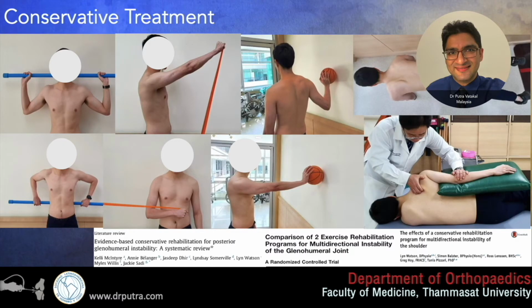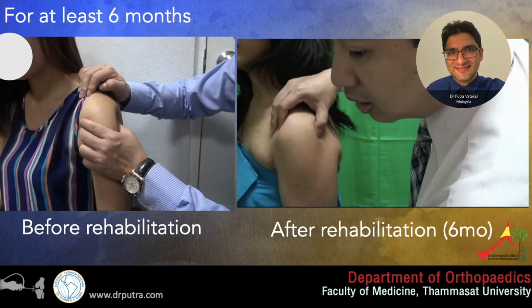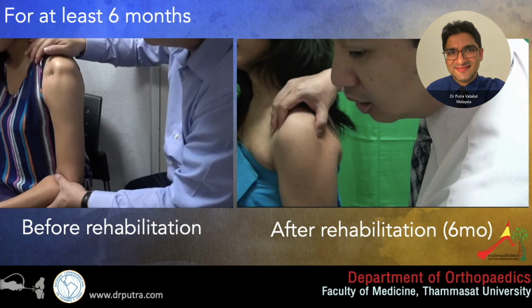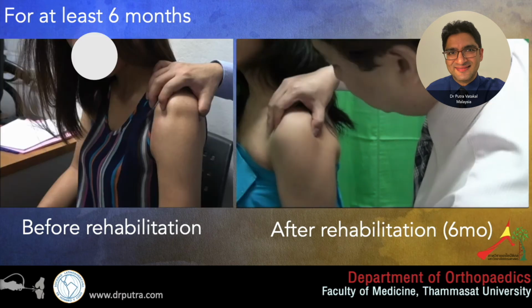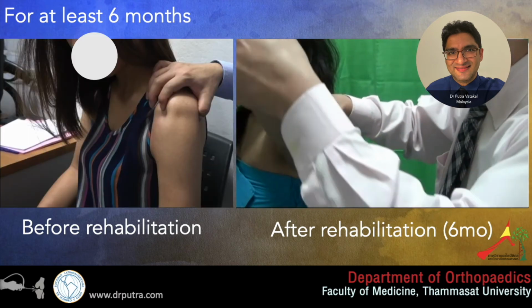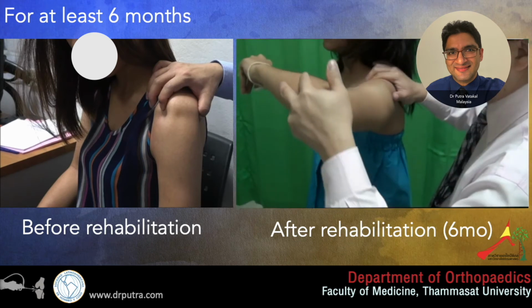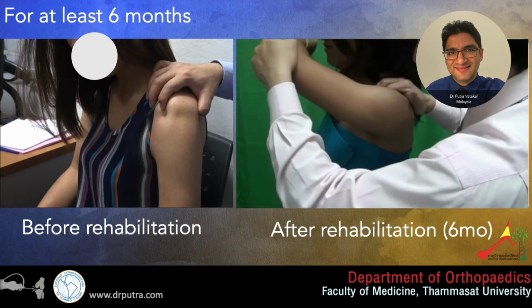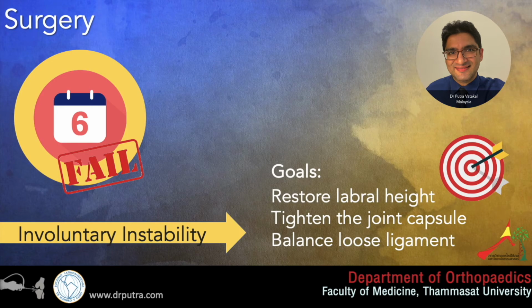The next question is naturally what to do. As good surgeons, we always start with conservative treatment, of course. Pain control and strengthening of the muscles around the scapula, followed by rotator cuff strengthening, plyometric strengthening, and sport-specific conditioning. Many patients are quite happy with their improvement after about 6 months of rehabilitation. Surgery can be considered after a failure of conservative treatment for at least 6 months. Our surgical goals should be to restore labral height, to tighten the joint capsule, and to balance loose ligaments.